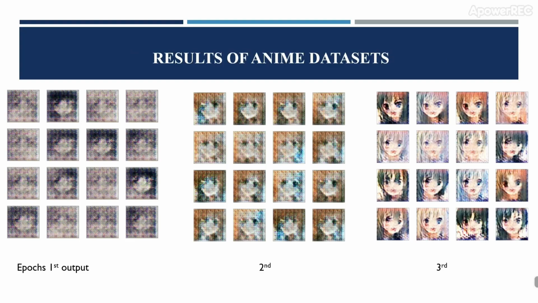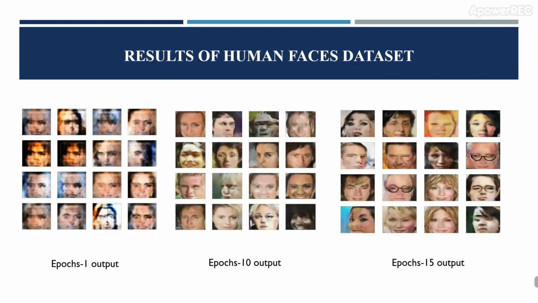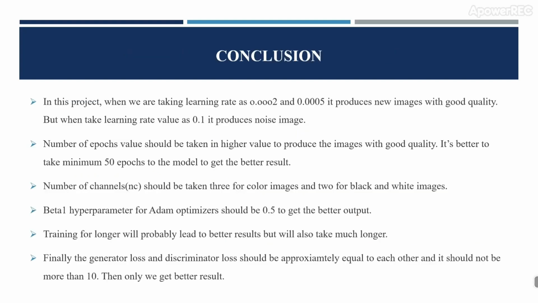Training for longer will probably lead to better results but will also take much longer. Finally, the generator loss and discriminator loss should be approximately equal to each other and it should not be more than 10. Then only we get better results.